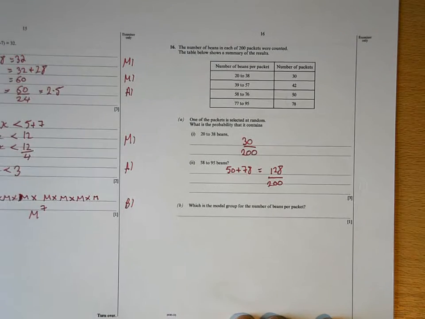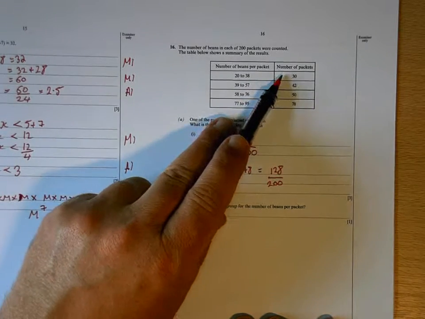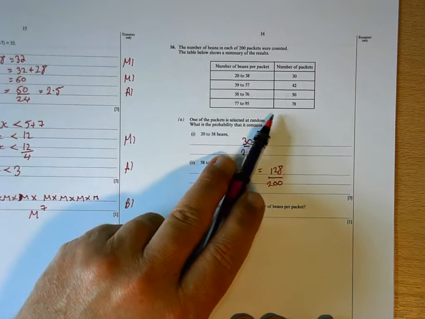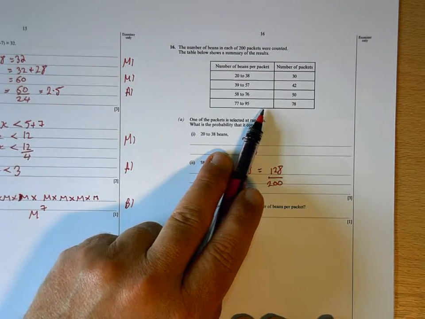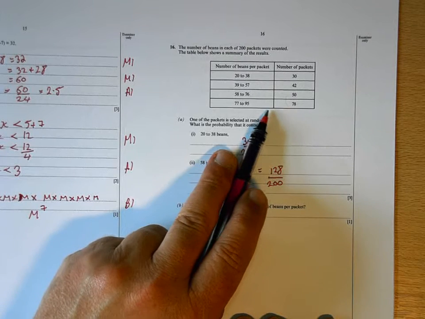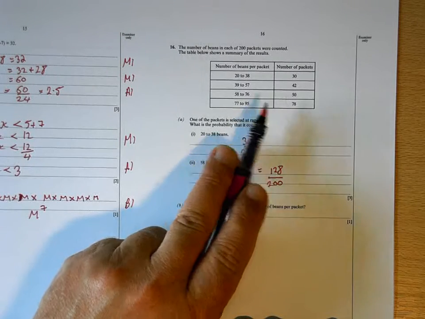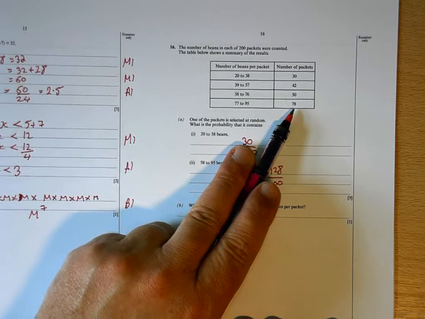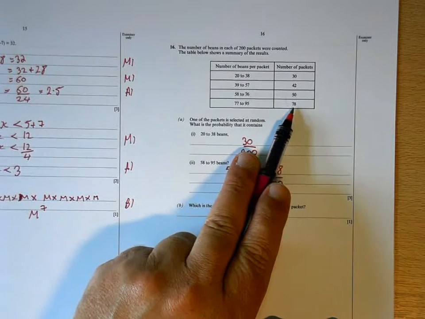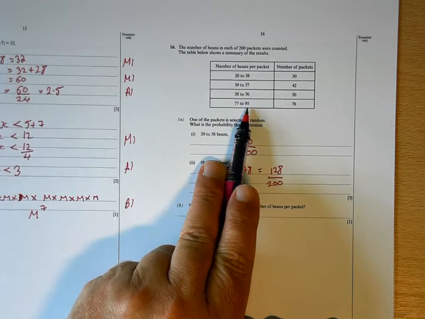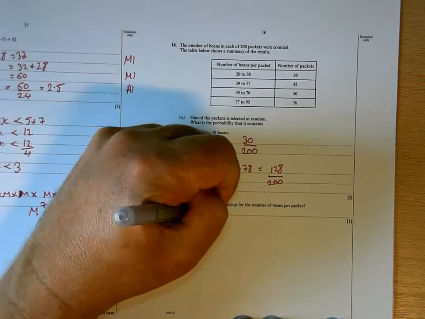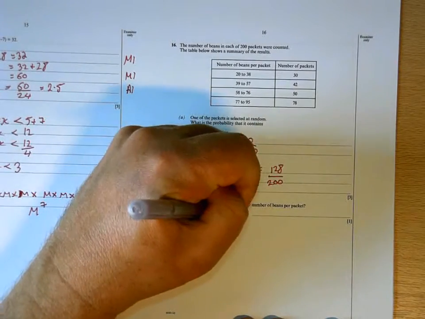Which is the modal group for the number of beans per packet? Mode means most frequent. What occurs most frequently? Well, what you need to do is look at your table and see which group happens the most. The group that happens the most is the 77 to 95. The common mistake here would be to write 78 as your answer. 78 is the frequency that tells you which group comes up more often. So the actual group is the 77 to 95.